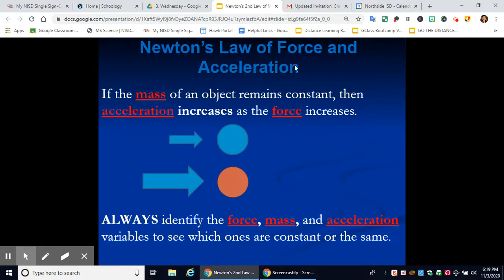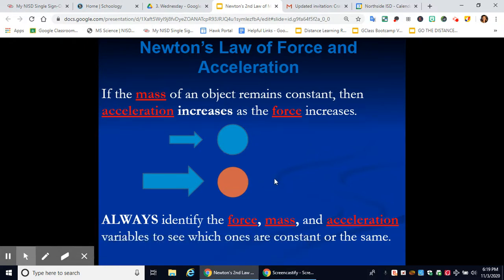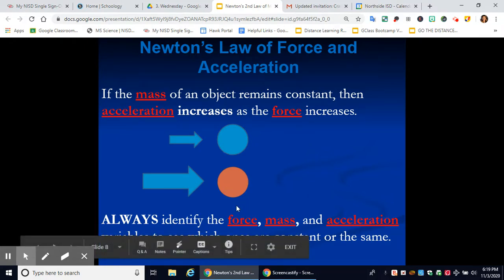Newton's law of force and acceleration: if the mass of an object remains constant, then the acceleration increases as the force increases. So here our masses are the same, so our masses are constant. Our forces are not. We're going to need a large force to have a greater acceleration. Always identify the force, mass, and acceleration.